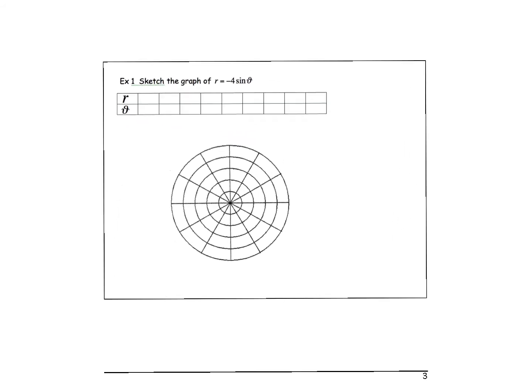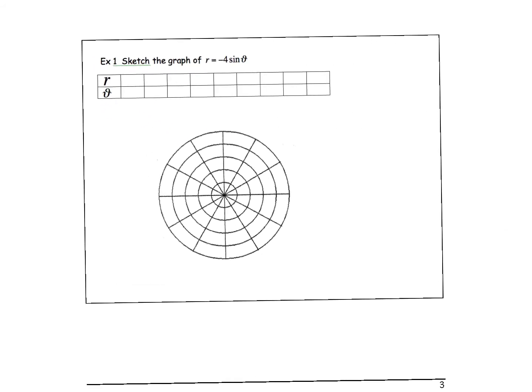Okay, so for our first example, sketch the graph of r equals negative 4 sine theta. Negative 4 sine theta. Most commonly, we're just going to start with a 0 to 2 pi mindset. And as we continue to go through it, we might end up changing that mindset.